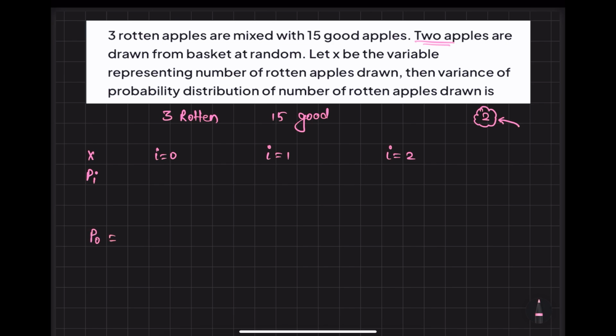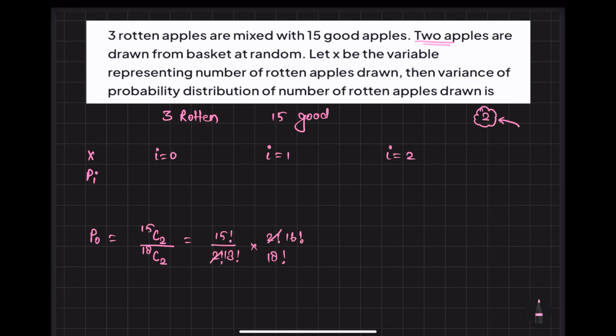What is P0? The number of rotten apples is 0. So you have to handpick good apples. Okay, so out of 15 good apples, you have to handpick 2 good apples. Then we have a total of 18C2. So you have to consider them to be different apples. Now you have to simplify things, so we will get 15 factorial over 2 factorial 13 factorial, divided by 18 factorial over 2 factorial 16 factorial.